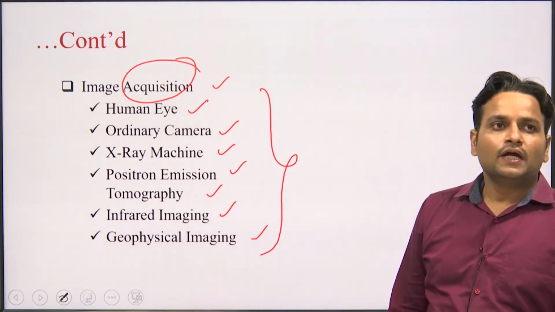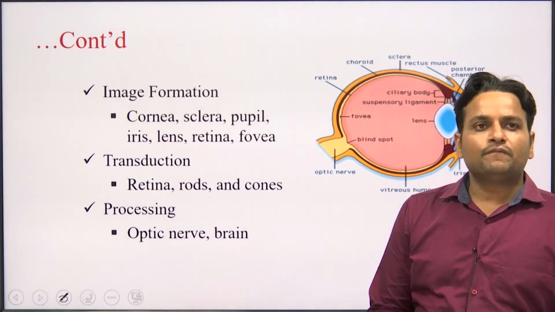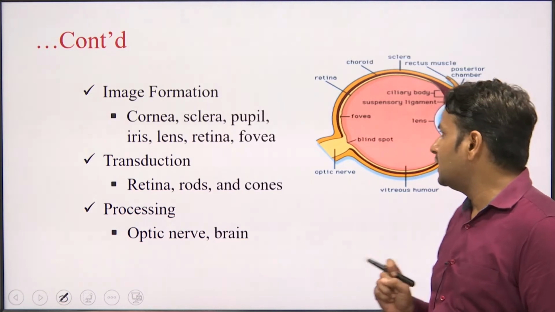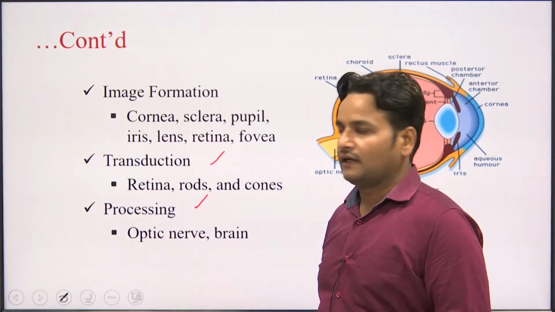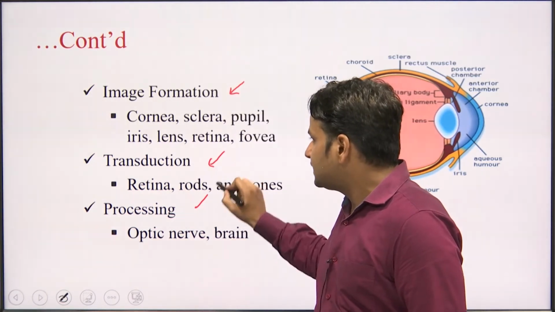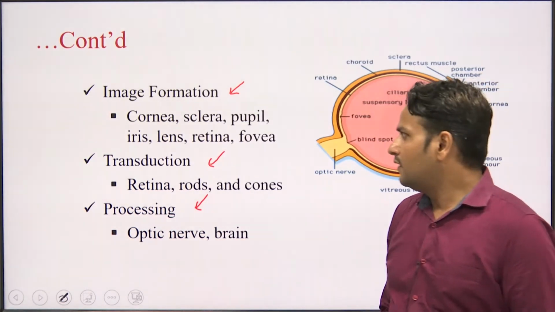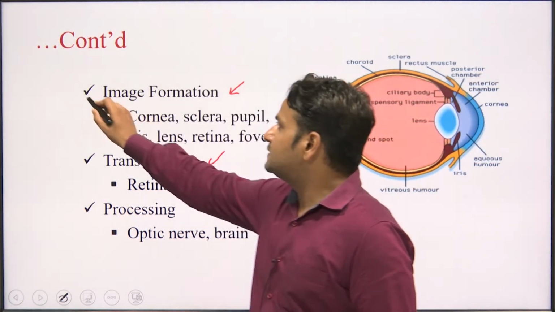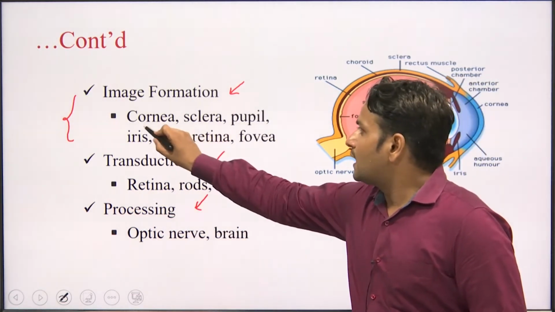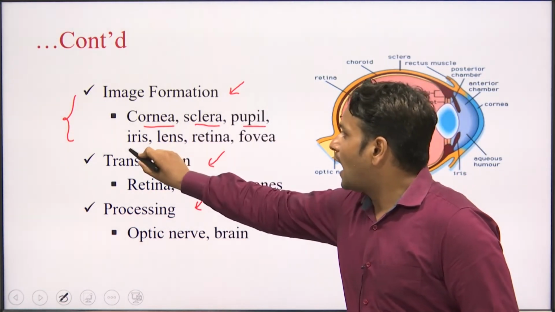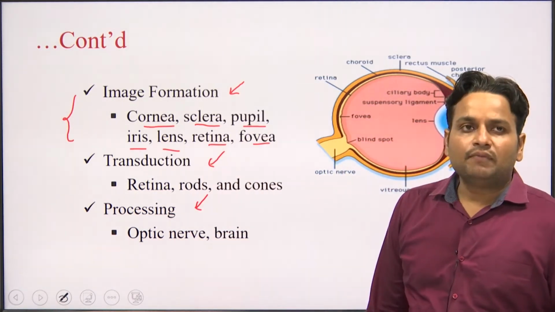Okay. So, if we talk about the first term, the eye, then how the eye handles image formation, transduction and processing. These three processes are present inside the human eye. If we talk about how image formation works, these are the parts of the eye by which the image can be formed.